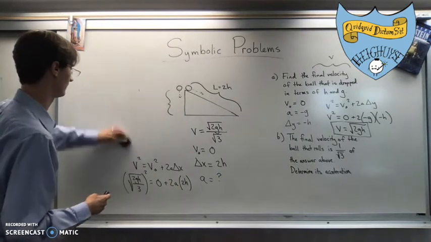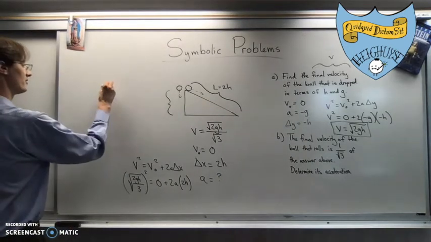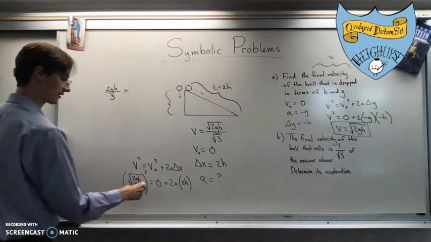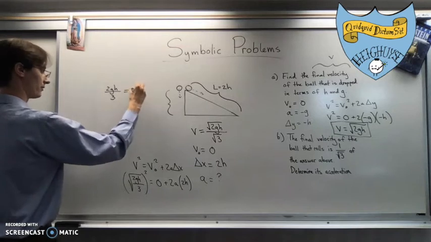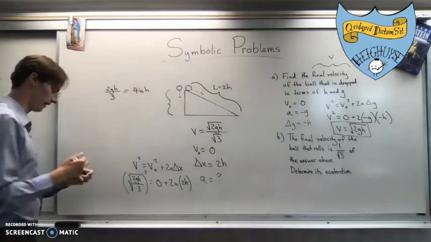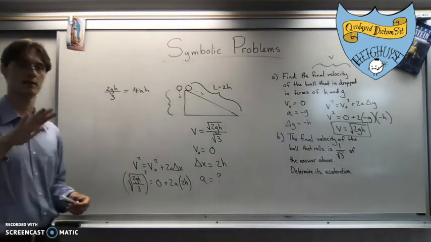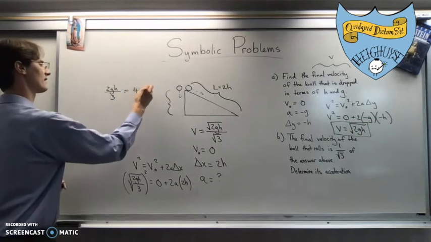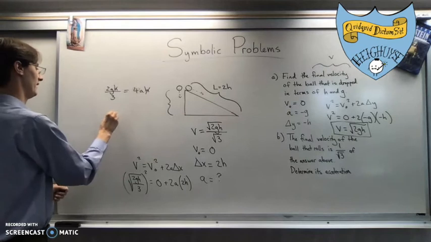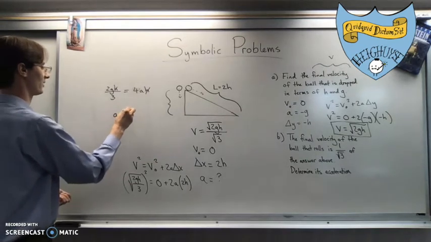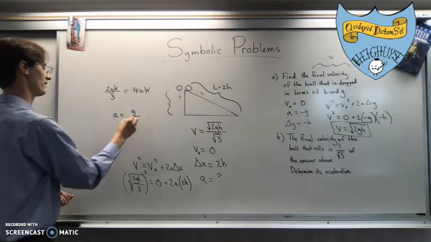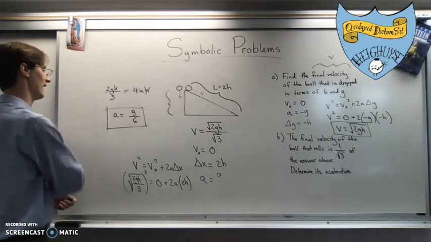Squaring that, I'm going to get 2gh over 3 equals, well, that's going to turn into 4ah. Now, if you forgot what we were solving for here, it's the acceleration. So let's see, h cancels. We'll divide both sides by 4, and after a little bit of work, I'm going to get that its acceleration is g over 6. Let's put a box around that. That looks good to me.